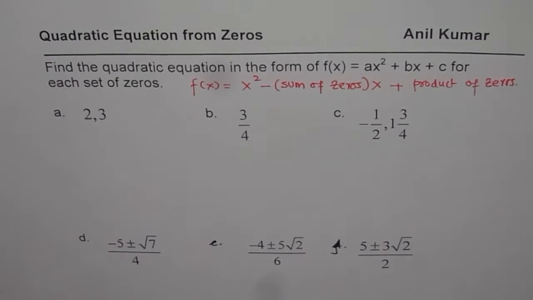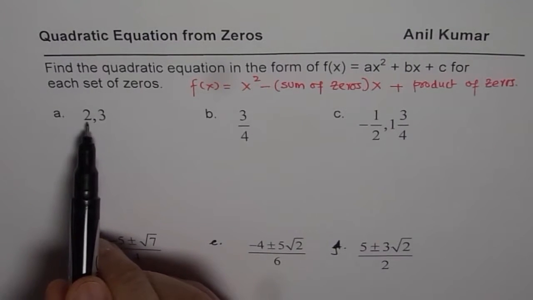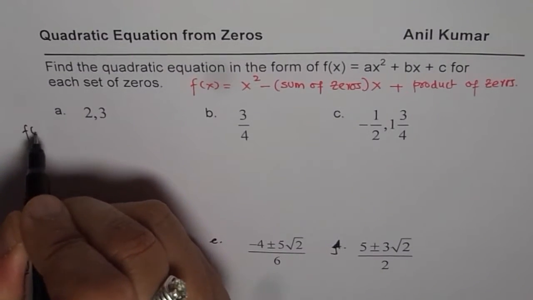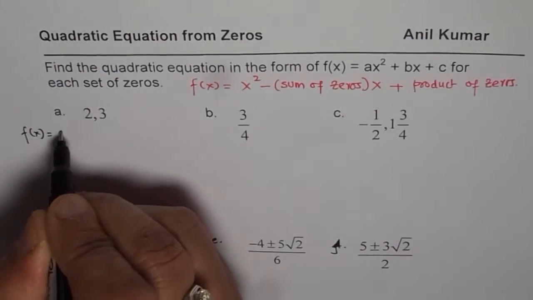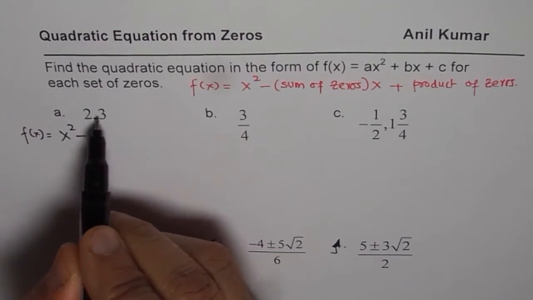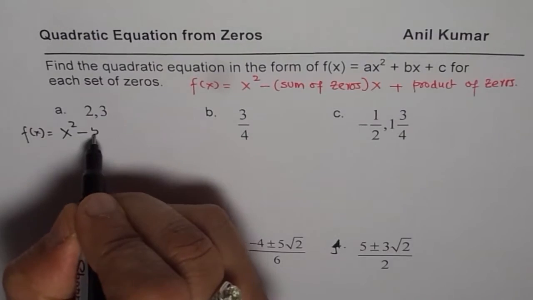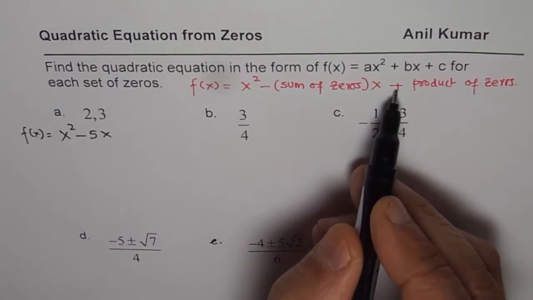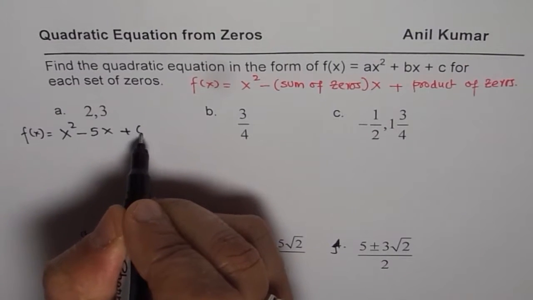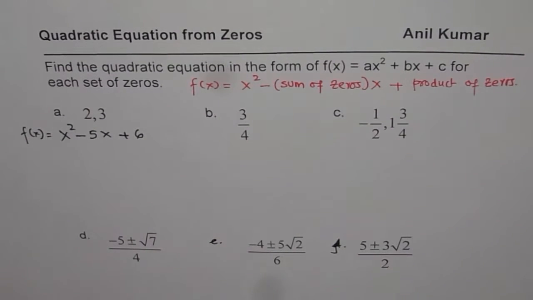So what I'm trying to say here is that if I'm given zeros 2 and 3, in that case the function should be equal to x² minus sum of zeros. 2 plus 3 is how much? 5, right? So we get 5x plus product of zeros. Product is 6, so plus 6. So that should be my solution, right?